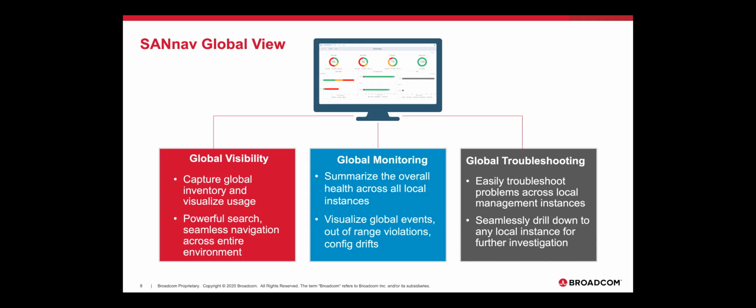You can visualize all the events and all the alarms, all the configuration drifts in one screen. It is also possible for you, for example, to troubleshoot two ports that may be residing in two different instances of management portals. So you do a search and you select port 1 from SANNAV Management Portal Instance 1 and port 2 from SANNAV Management Portal Instance 2.